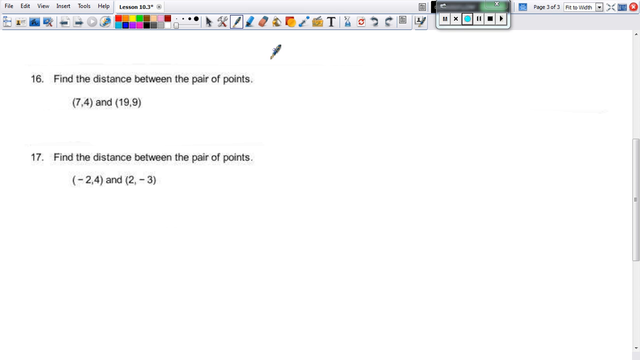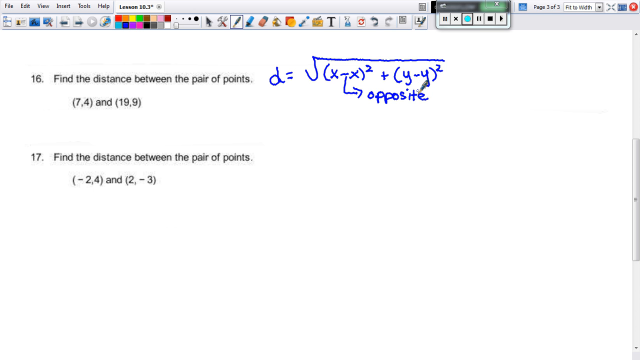The next one requires a formula that you'll have to memorize. It's the distance formula. It's the square root of x minus x squared plus y minus y squared. Now you will save yourself a lot of time if you don't think of this as a minus sign, if you think of this as being the opposite. Because a lot of people make mistakes with the signs, and that will prevent that from happening for you. So these are alphabetical order.